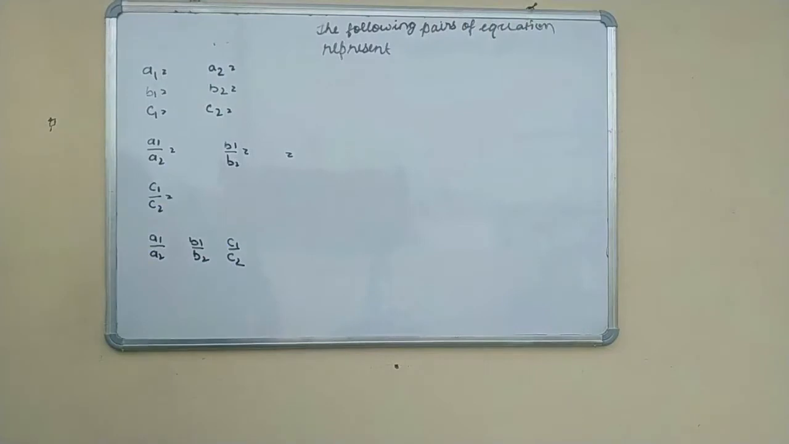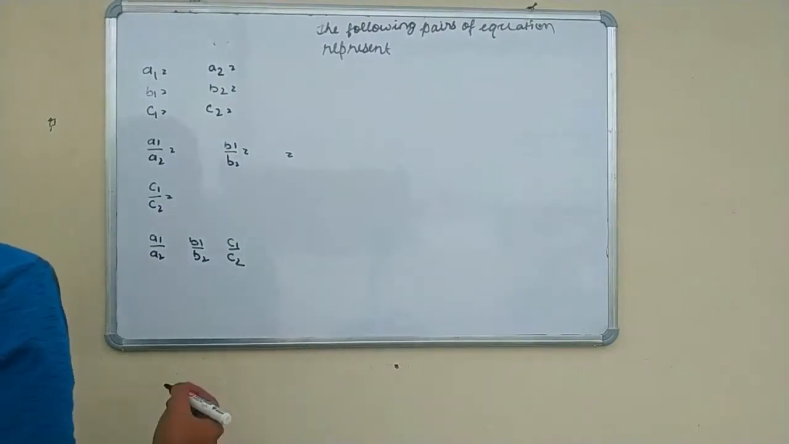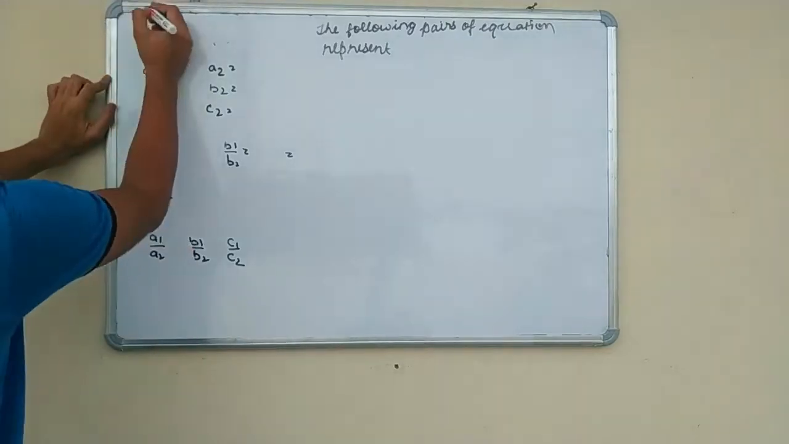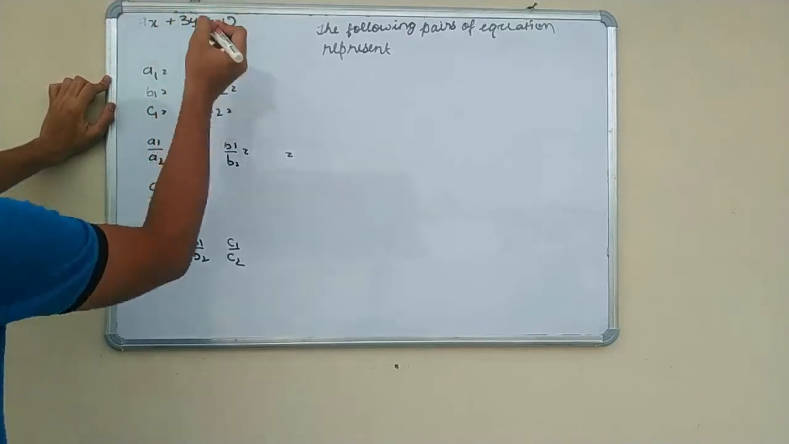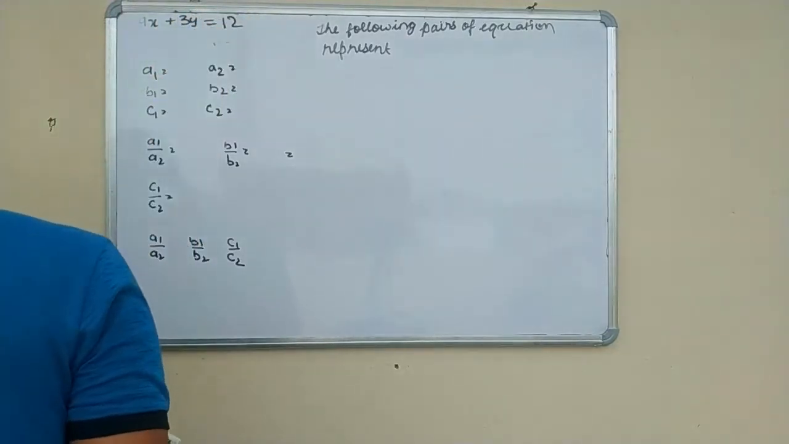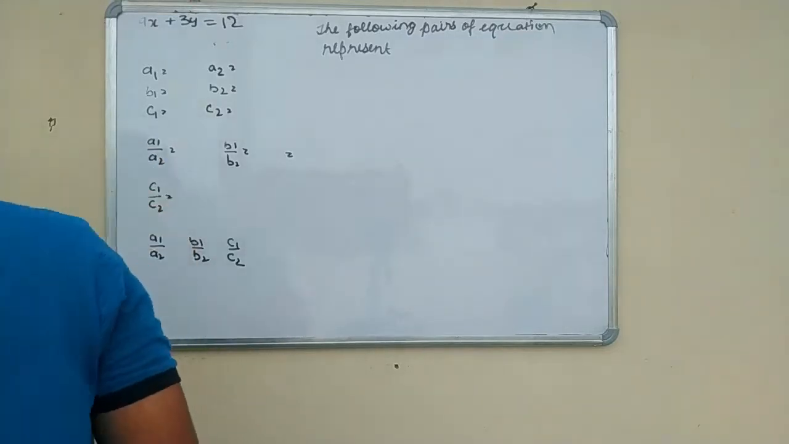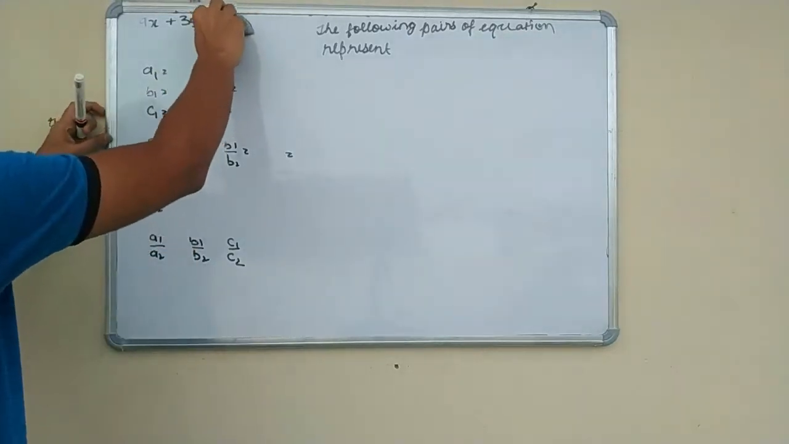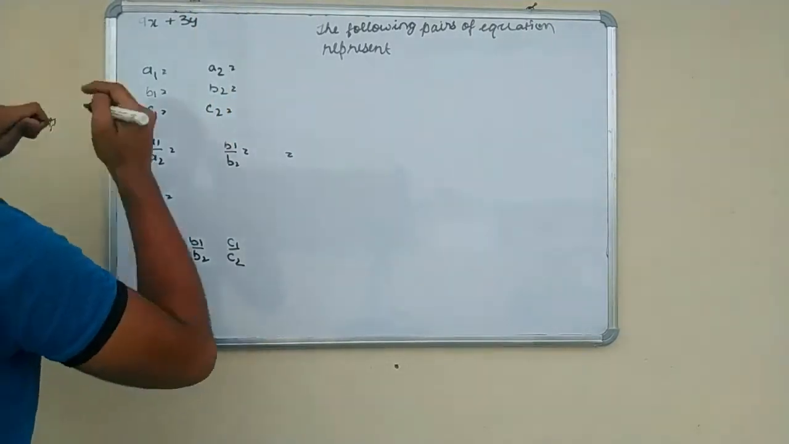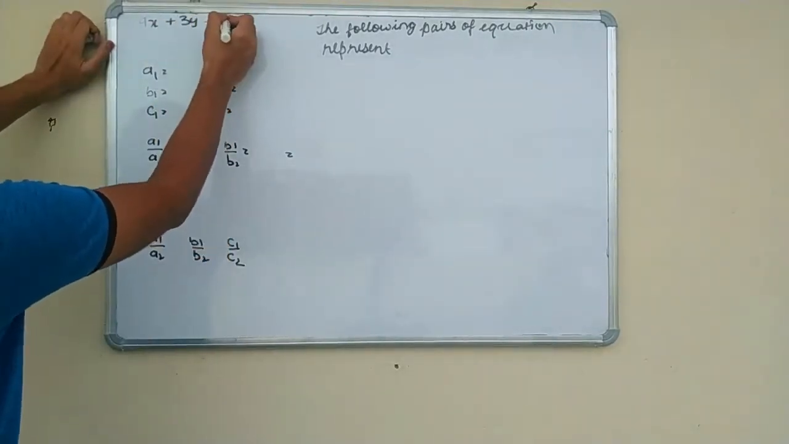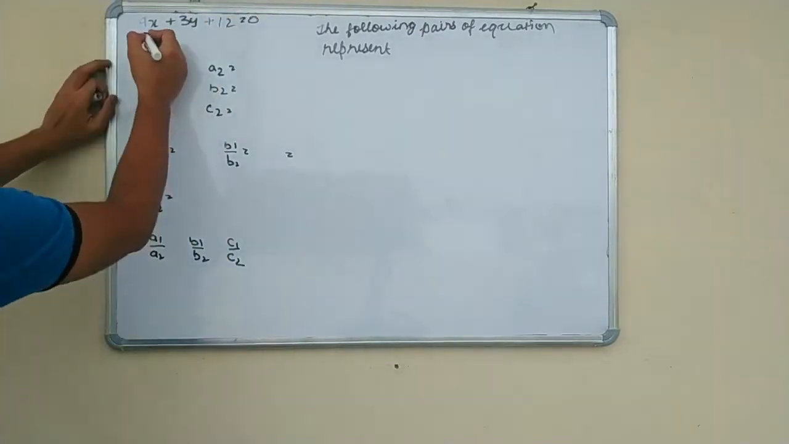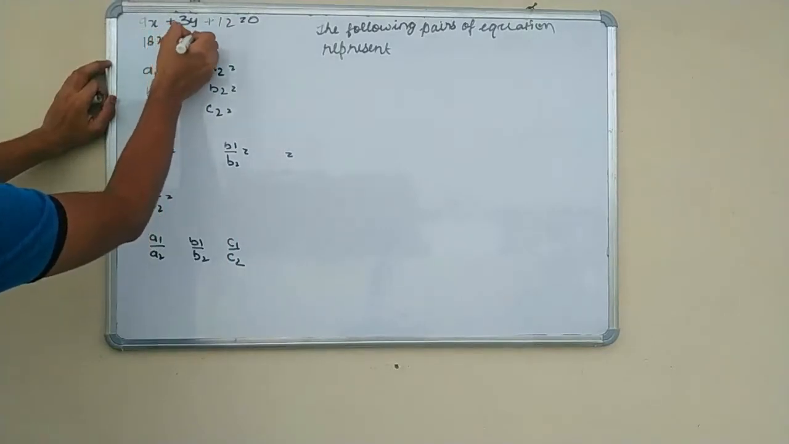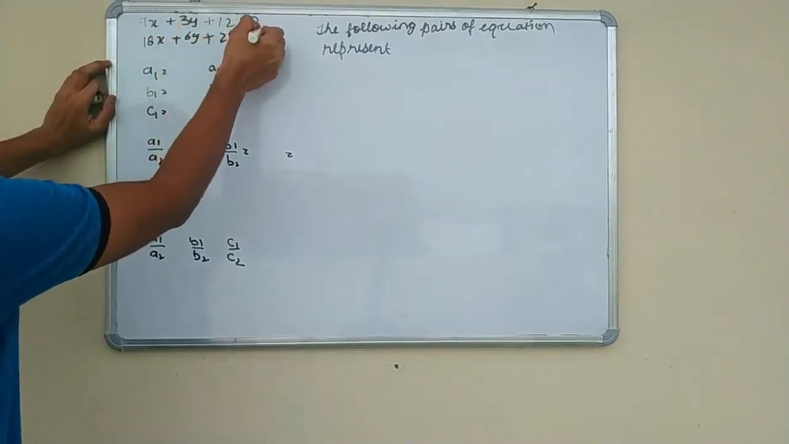Okay. Now the second part of this question says 9x plus 3y plus 12 equal to 0. And the second equation says 18x plus 6y plus 24 equal to 0.